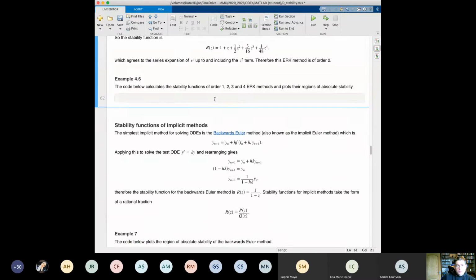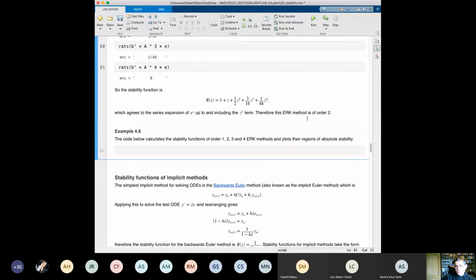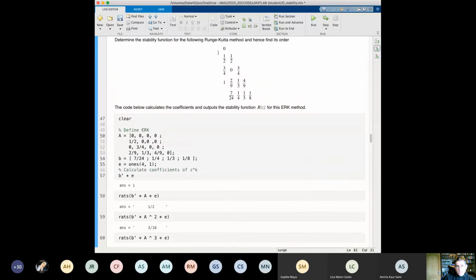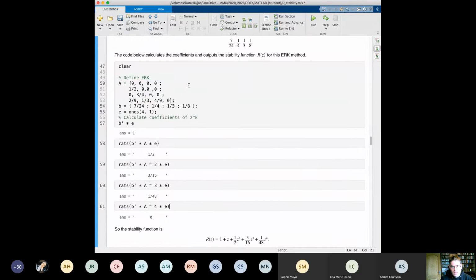So that means this is a second order ERK method, even though it had 4 stages. You're doing 4 function evaluations to calculate a single step, and it's only second order. So to be honest, this is quite an inefficient method.